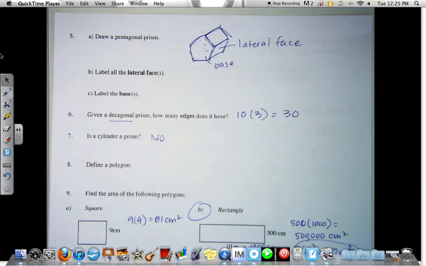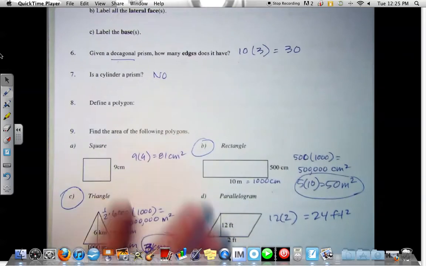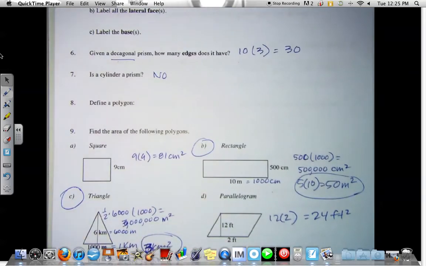Maggie, your definition of a polygon? A plane figure with at least 3 straight sides and angles. Thank you. Number 9, you have the square. Square is length times width, or the side length squared, so it's 9 times 9.